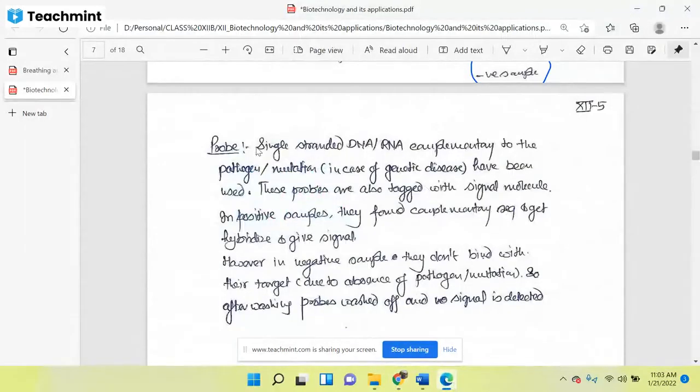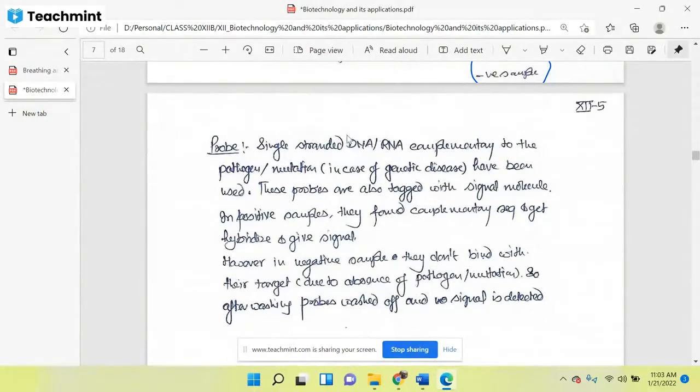Something has been written here. We will see what has been written. Single stranded DNA or RNA. The probe is either DNA or RNA, but it should be single stranded. If it is single stranded, then only it will adhere to its complementary sequence.